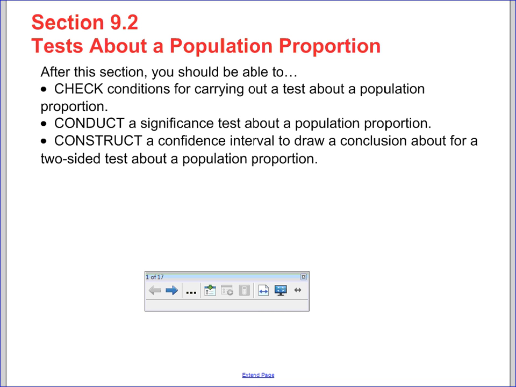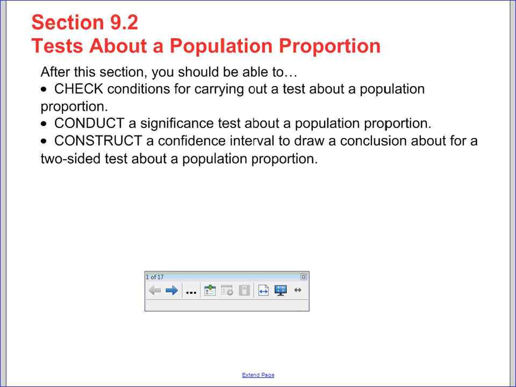Okay, for the last couple classes, we've been talking about the theory of significance testing. How do you set up the null hypothesis? How do you set up the alternative hypothesis? How do you interpret the p-value? And what conclusion do we reach once we have gotten our p-value? Of course, what we haven't discussed is how you actually calculate that p-value. And that's what we're going to get into today.